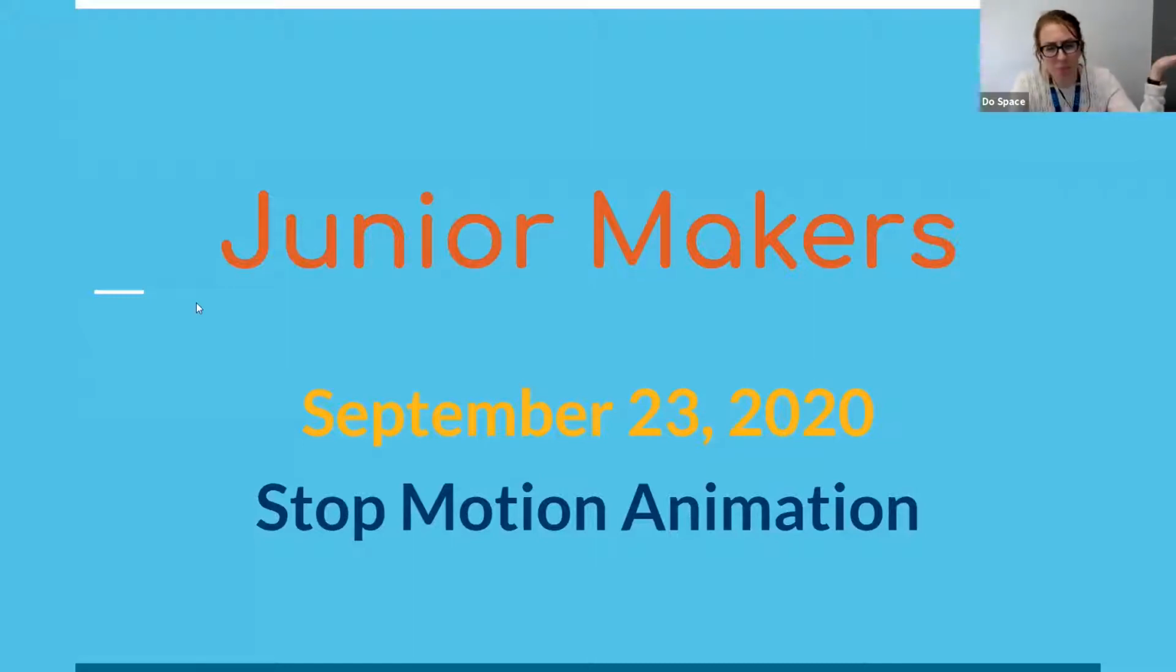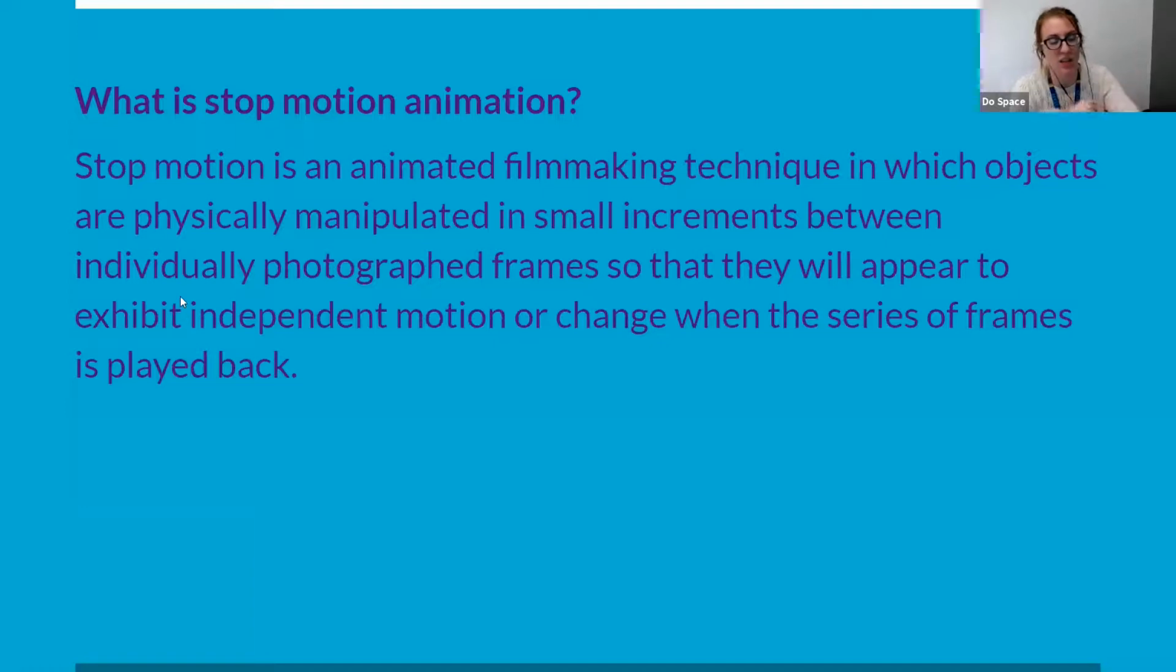But you might be thinking, what is stop motion animation? Stop motion is a type of filmmaking or video making where you physically move something. It could be toys or paper, and you move them in very small increments between individual photographs. So basically you're moving something and taking a photograph, you're moving something and taking a photograph.